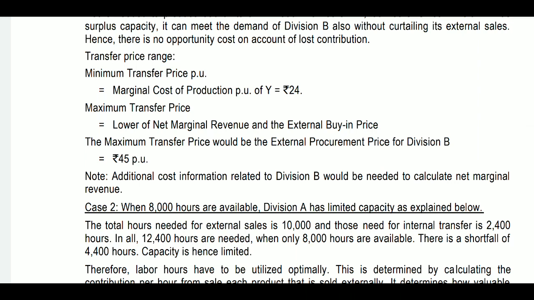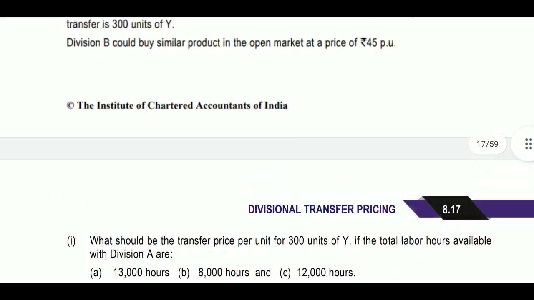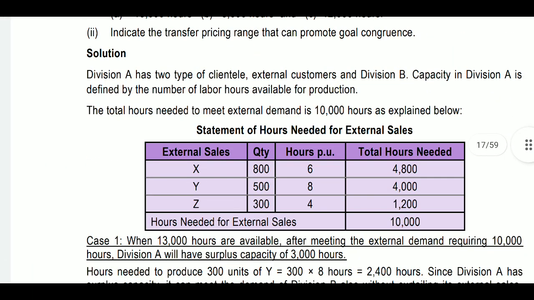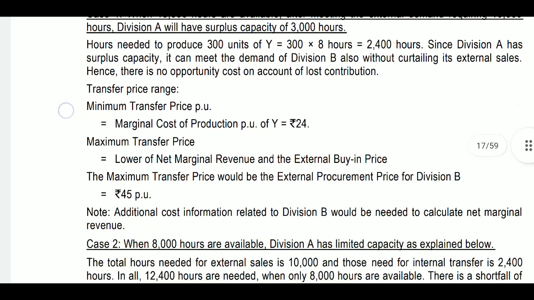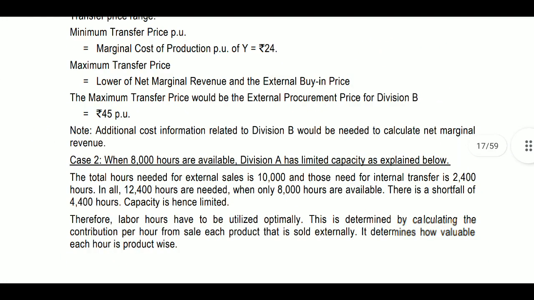Next, the maximum transfer price will be the NMR or the EBR, whichever is lower. That is, the maximum transfer price would be the external procurement price of division B. Division B can buy a similar product from outside at 45 rupees. This is the outside purchase rate provided, and here the maximum transfer price would be 45 rupees. Note that additional information related to division B would be needed to calculate net marginal revenue.